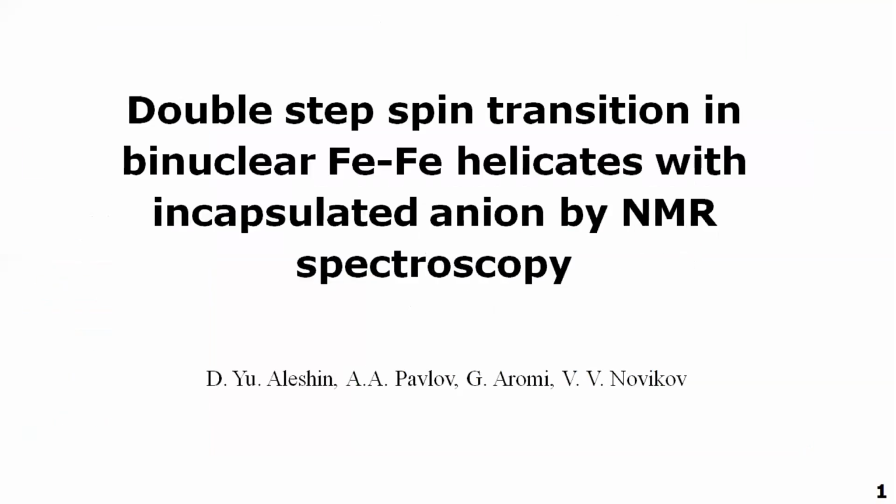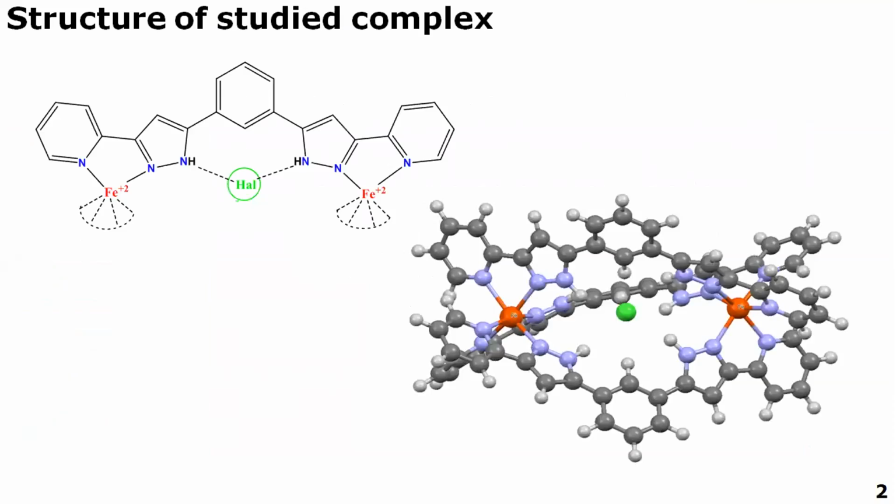Hello everyone. Here I want to show only some basic details about my work called double-step spin transition in binuclear iron-iron helicates with encapsulated anion by NMR spectroscopy. The chemical and structural formula of the studied compound is presented on the slide.